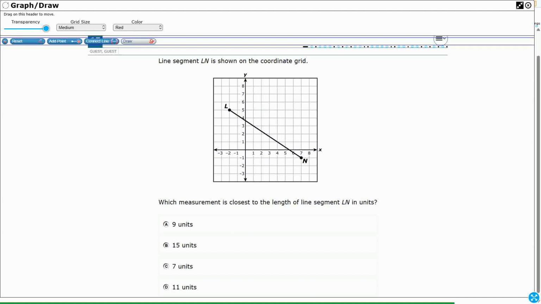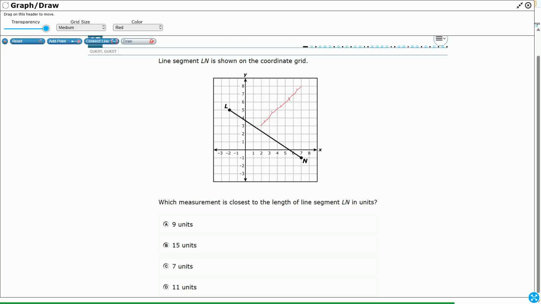So we've got a line segment, LN, and we need to find its length. Now, we are tempted to just look at these units here and say maybe 1, and then 2, and then 3, but you notice that these units don't go through any of the whole number coordinates, right? So we can't really guesstimate here. That's really not going to work, and that's not the way we're supposed to do it anyway. Each of these are not just one unit.